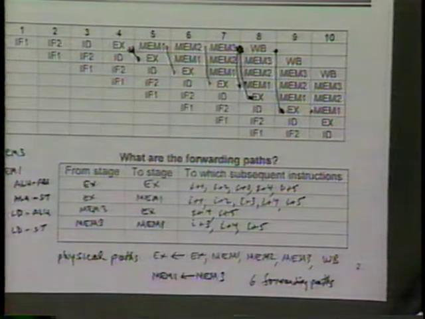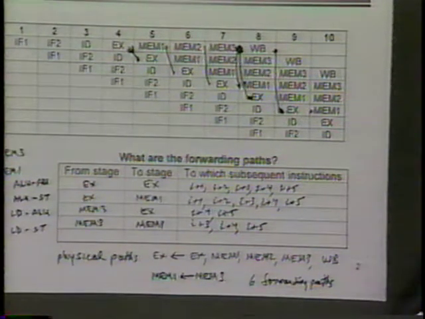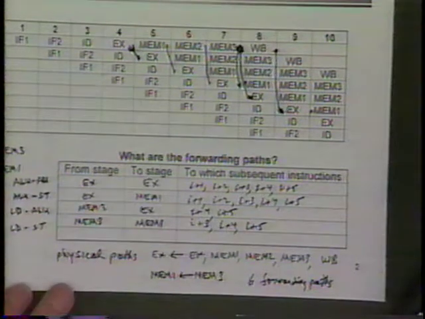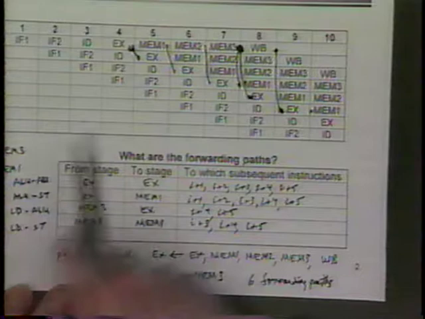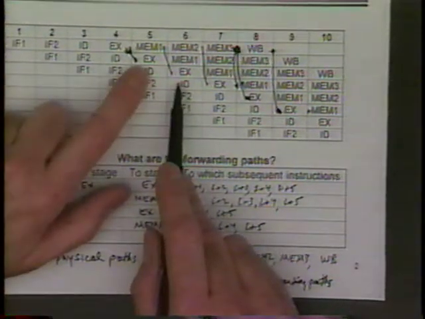Question? Yeah. I think I know the answer to this, but I want clarification. If you have the execute to execute forwarding path, could you get like from cycle 4 to cycle 6's execute by going execute to execute and then execute to execute again?